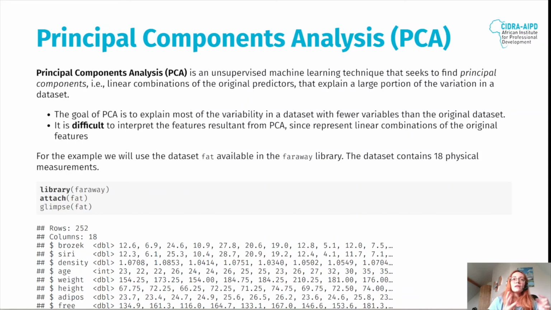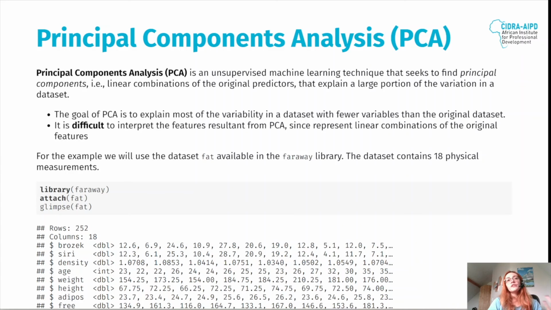And what does that mean? It means that the original predictors are your features. So you have a lot of variables, a lot of features, and then you want to do linear combinations between them so you can understand how many of those linear combinations you need to be able to explain most of the variation in the data using the least amount of principal components you can have.